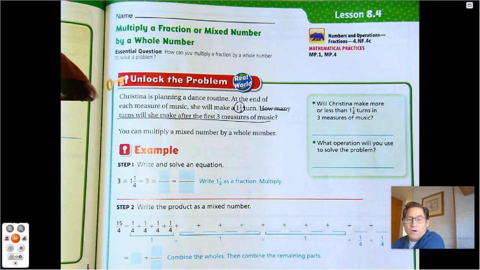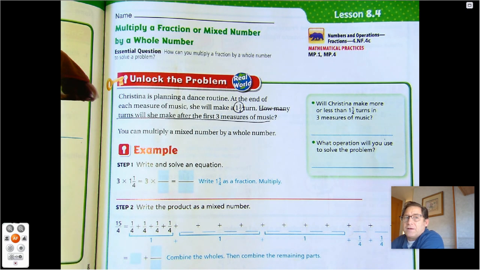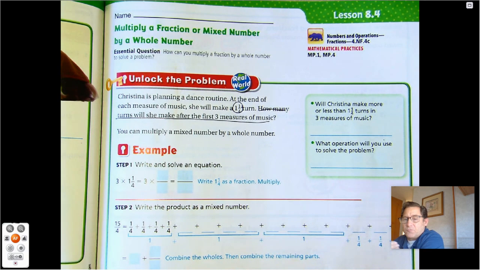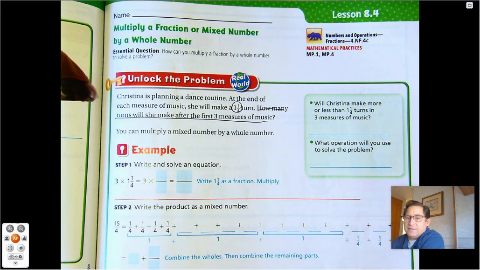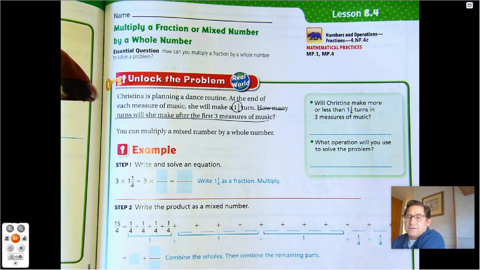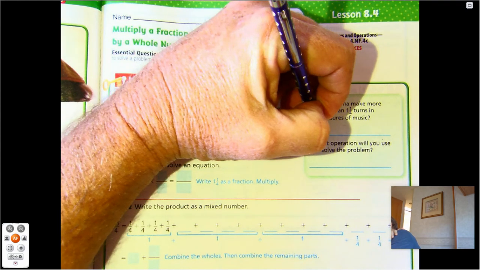At the end, she'll make 1 1/4 turn each time. Will she make more or less than 1 1/4 turns in 3 measures of music? Well, we know that 3 times 1 is 3. 1 1/4 means it's greater than 1, right? Okay, so she has to have more than 3. She has to make at least 3 turns. Okay, so more.